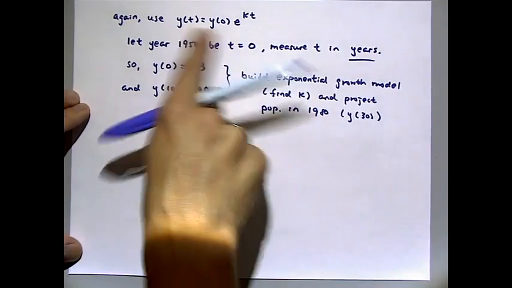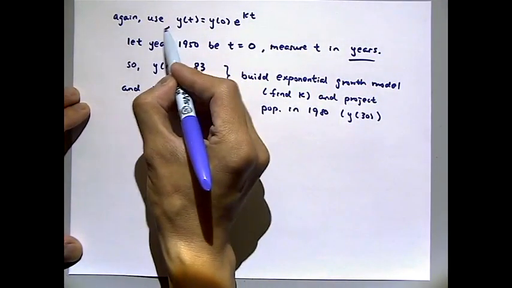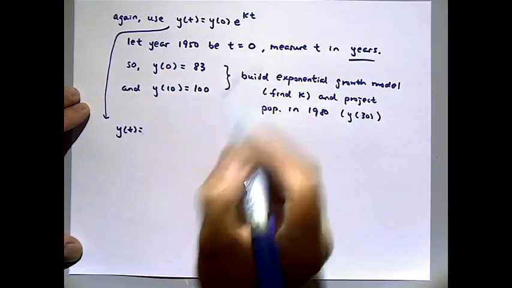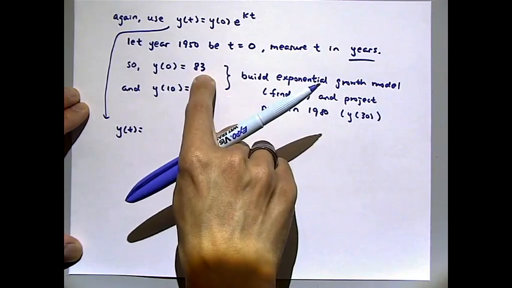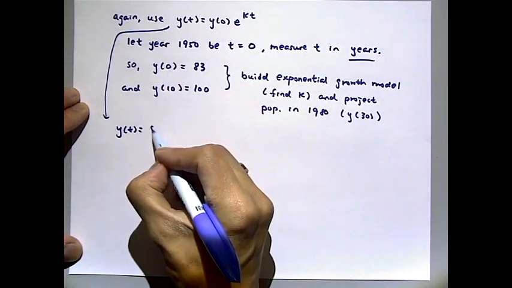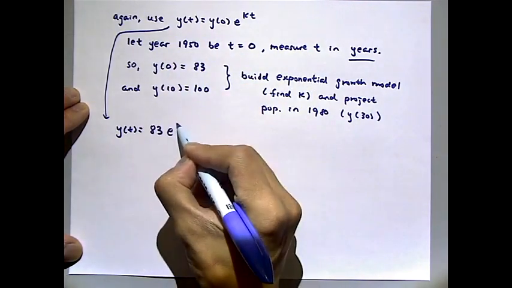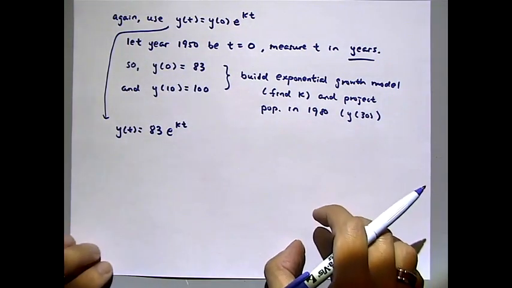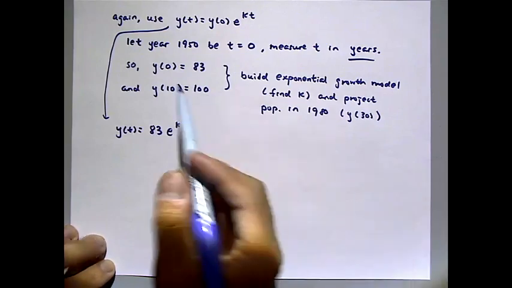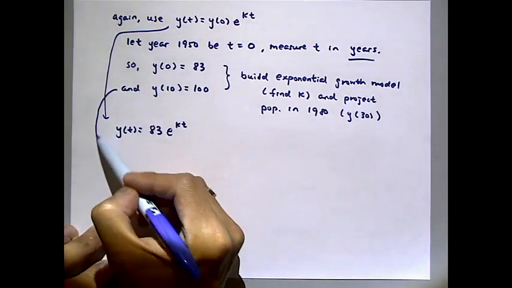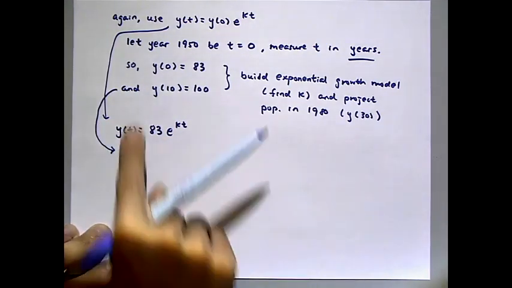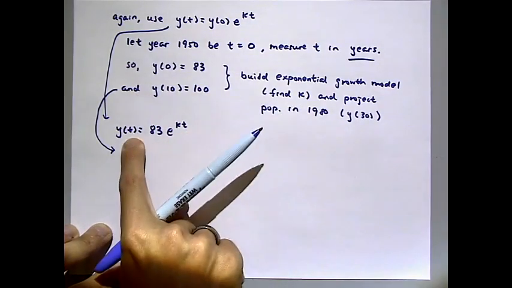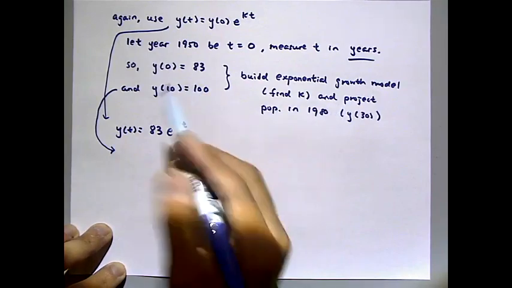All right, so here's the equation. y of t is equal to initial population, 83, e to the kt. And then we'll take this piece of information. It tells me that y of 10, if I change t to a 10, my y turns into 100.